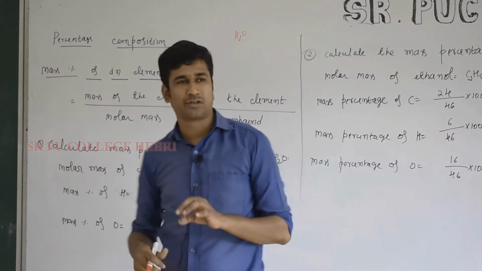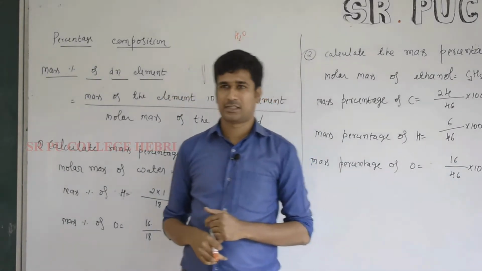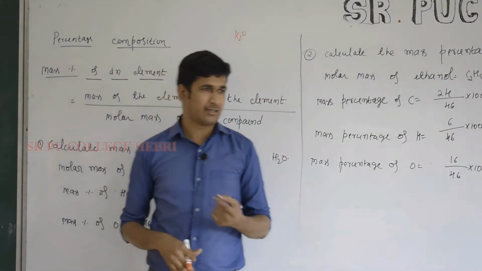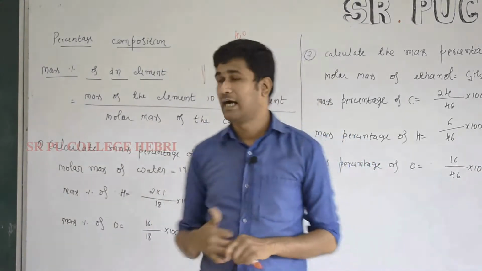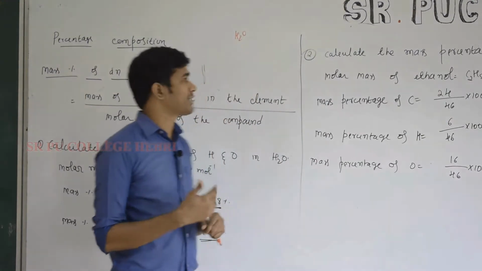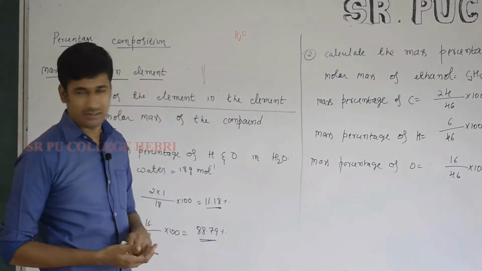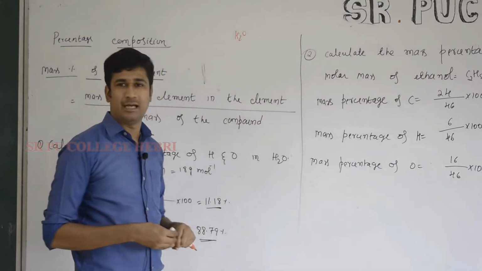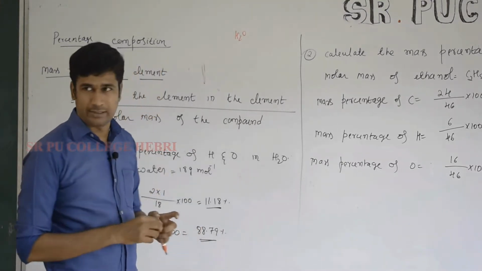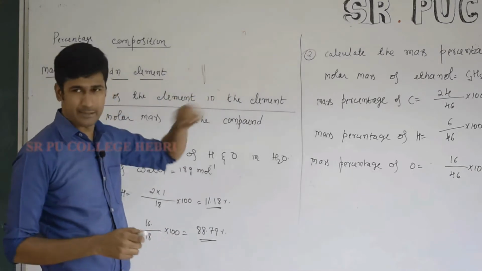You studied about the laws of chemical combination. The second law says, what is that? The law of definite proportion says what? A given compound always contains the same proportion of elements by weight. Today we are going to calculate those percentages of elements present in a molecule. How to calculate the percentage?